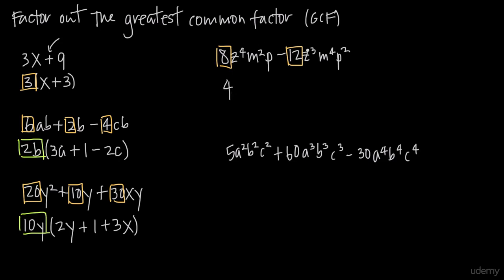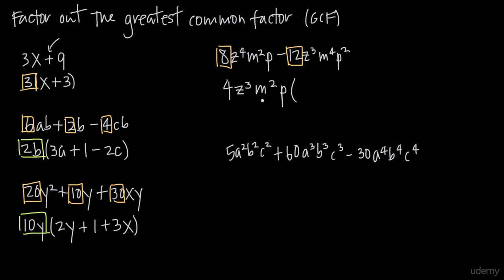If we look at the z's here, we have z to the fourth and z cubed. So in other words, we've got 4 factors of z and 3 factors of z. We can only take out 3 of them, so we get z cubed. We have m squared and m to the fourth, so 2 factors of m and 4 factors of m. We can only take out 2 of them. We have p to the first and p squared. We can only take out 1 p.